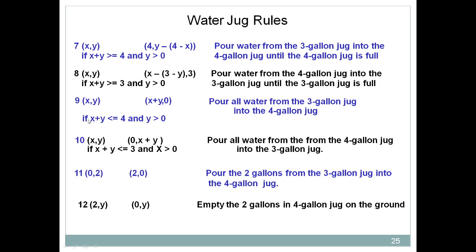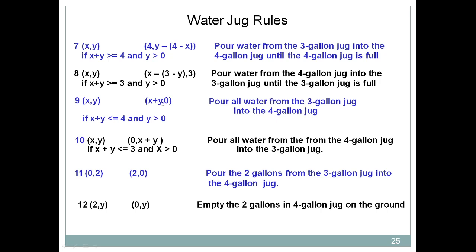And in this case, what can be the condition? The value of x plus y should be less than or equal to 4. You are able to transfer all the water only when this value is less than or equal to 4, then you can do this. And the value of y is greater than 0. Why should y be greater than 0? Because you need to transfer the water from y to x. Pour all water from the 3 gallon jug to the 4 gallon jug. After transferring this, here you will get x plus y.